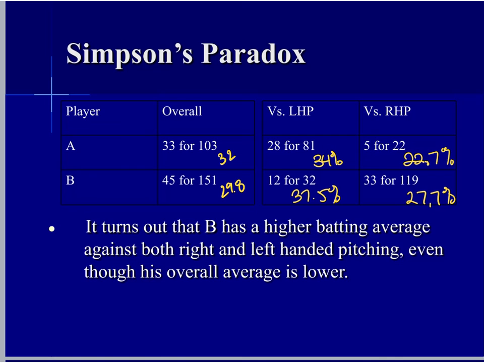So when we look at the individuals and we look at the pitchers and we separate it instead of grouping it all together in one, because the handedness of the pitcher is an important part of baseball. When we take that out and average it all together, we lose important information, because when we separate it, we see that batter B is actually better against both sets of pitchers, but for some reason his overall average is lower. And so that is the paradox that happens when you combine data that should be separated.